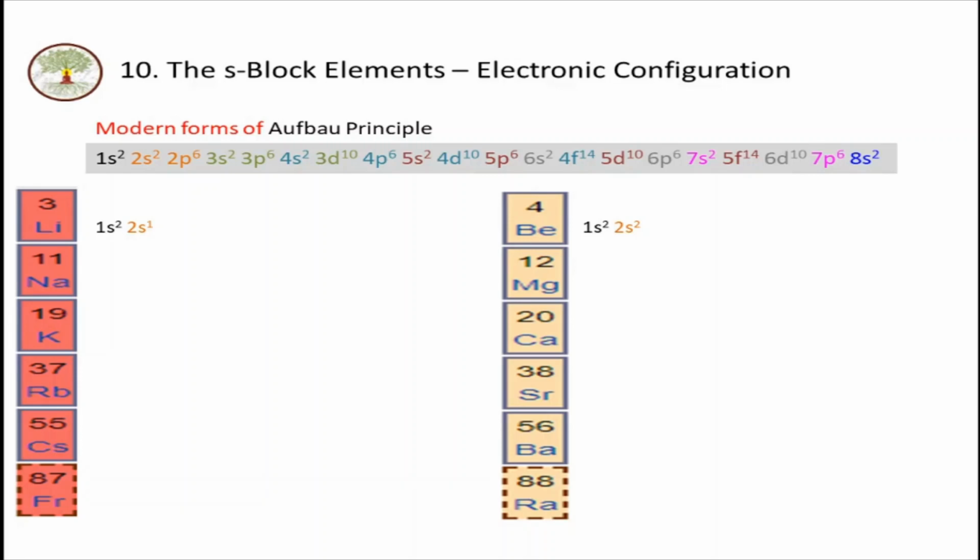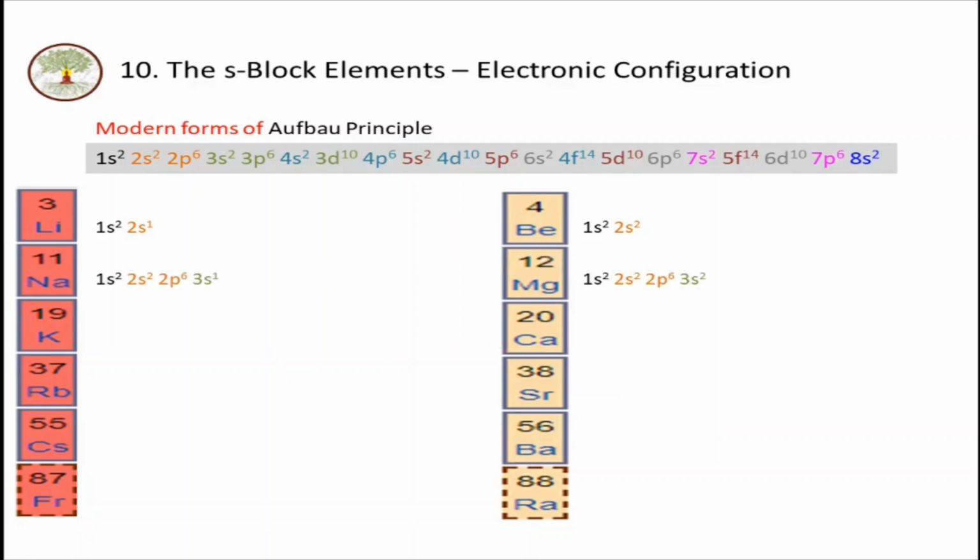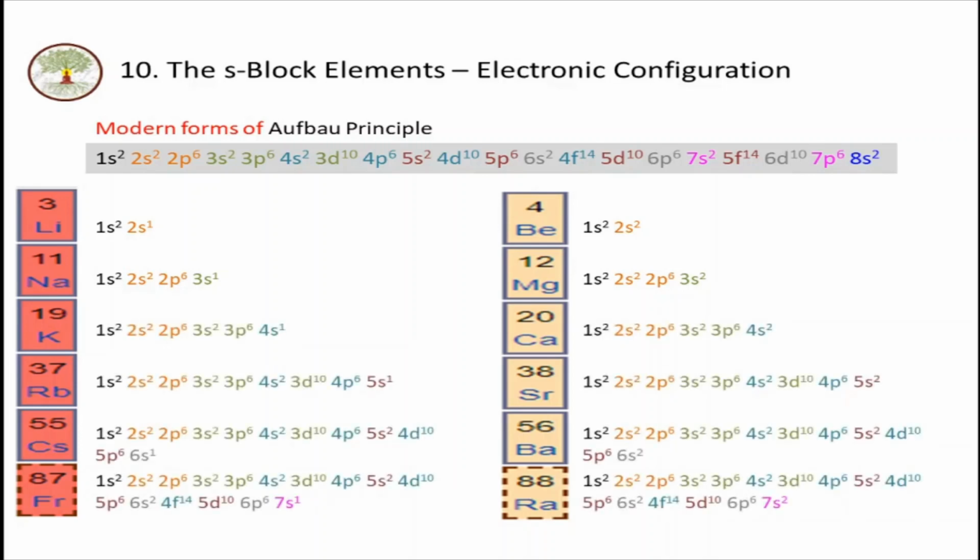I request you to pause this video and try writing the electronic configuration of all the S block elements. I hope you are done writing the electronic configuration. Please match your answers with the one given here. When we write the electronic configuration of all the elements, we see that all elements in group 1 have singly occupied valence s orbital, whereas group 2 elements have doubly occupied valence s orbital.